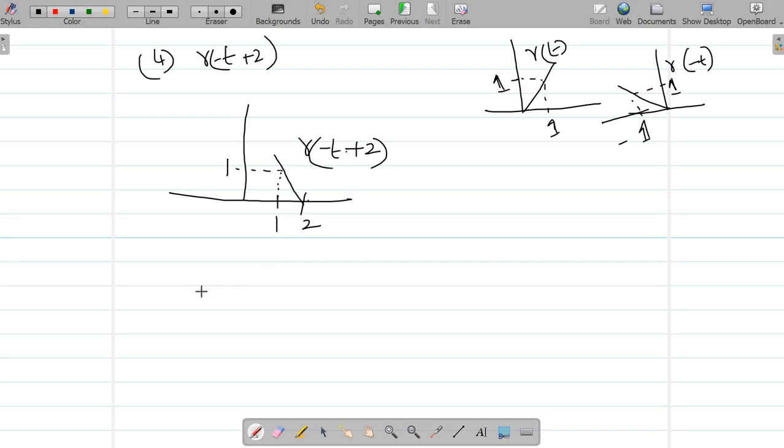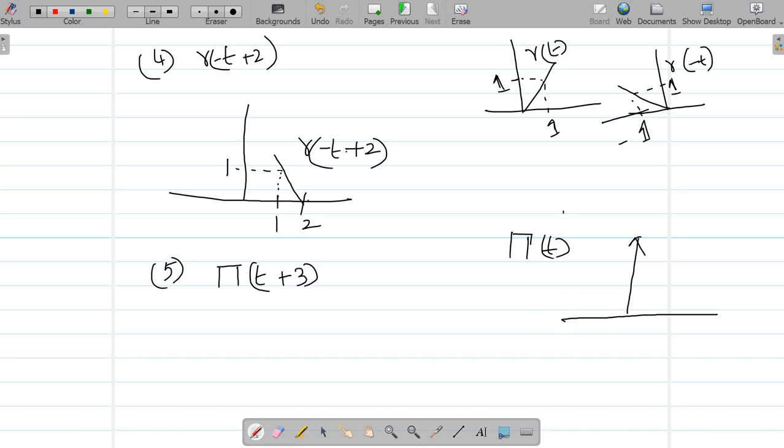So let us take another, the last example. This is the symbol for a rectangular wave. So we know that the rectangular wave denoted by this function, the wave will be something like this. It is having an amplitude of 1, and here it is negative half, and here it is positive half.